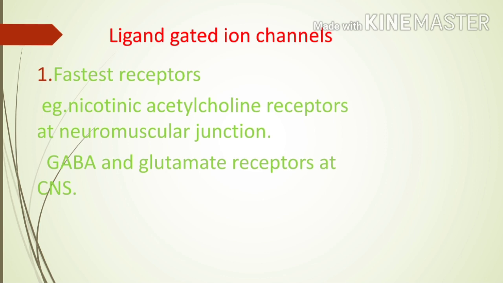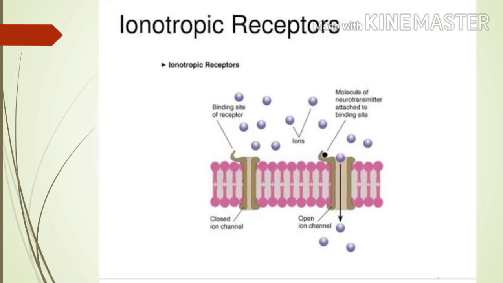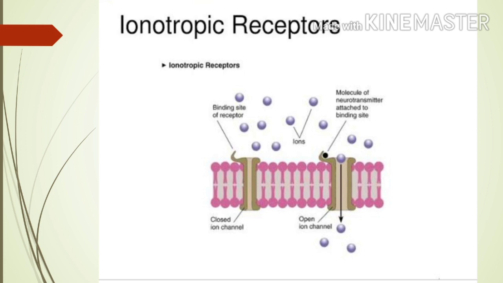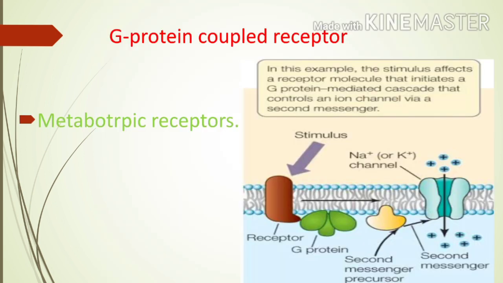This type of receptor is present at the neuromuscular junction, that is nicotinic acetylcholine receptors, and also in the CNS, GABA and glutamate receptors. Here in this diagram, when an agonist binds to the binding site, the closed ion channel opens, and ions like sodium, potassium, calcium and chloride start to flow, and due to this there is depolarization or hyperpolarization and cause tissue response.